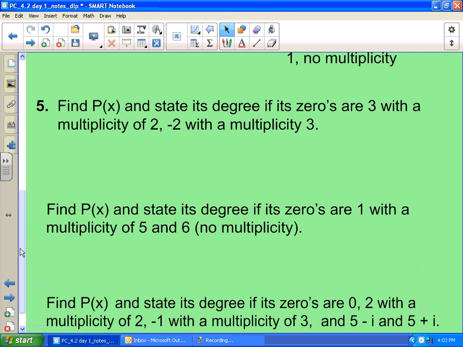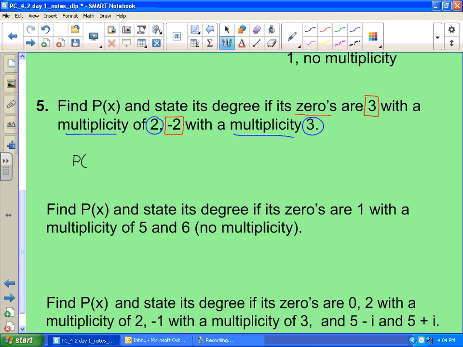Number 5 example. Find p of x, and state its degree, if its zeros are 3 with a multiplicity of 2, and negative 2 with a multiplicity of 3. So let's clarify some things. What are our zeros? Our zeros are 3 and negative 2. What is our multiplicity? Multiplicity of 2, multiplicity of 3. So from this information, we're going to write this of least degree. I'm trying to make it as small as possible power-wise.